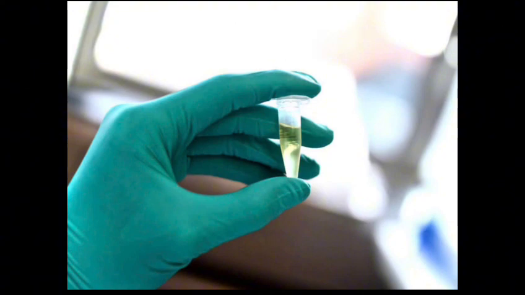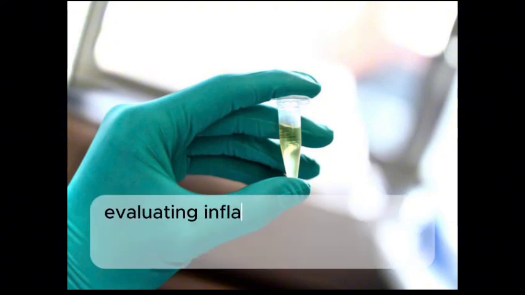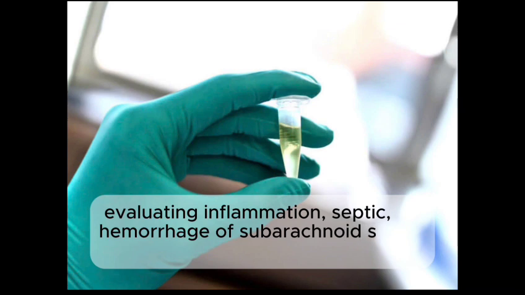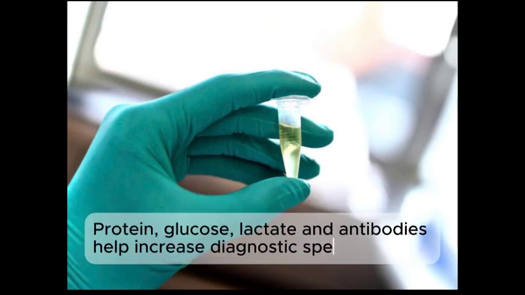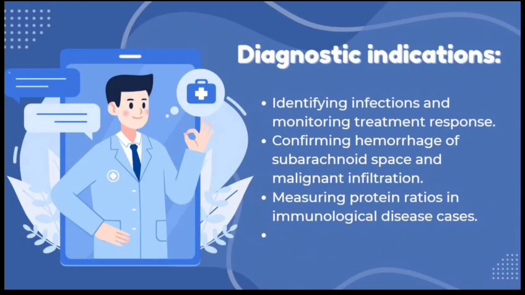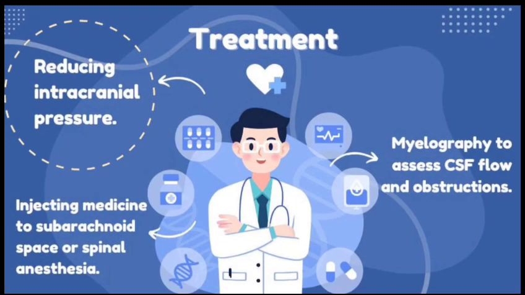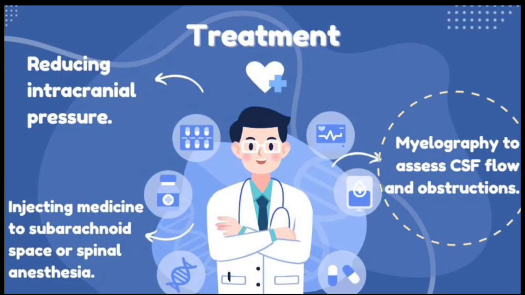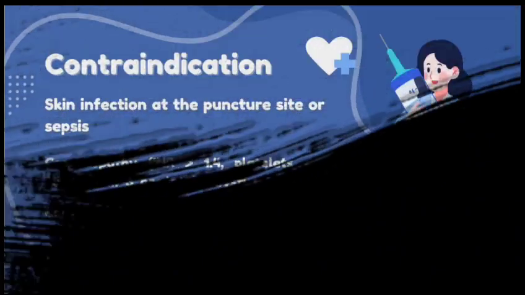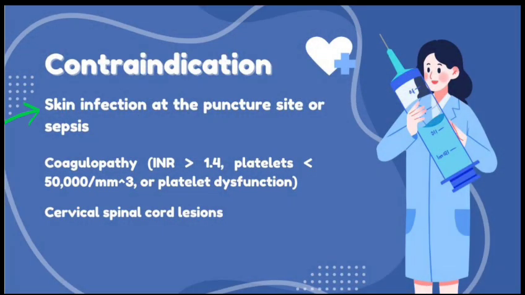Clinical examination of cerebrospinal fluid. CSF is an important tool for evaluating inflammation, sepsis, hemorrhage of the subarachnoid space, and malignancy. Proteins, glucose, platelets, and antibodies have increased diagnostic specificity. Diagnostic indications: identifying infections and monitoring treatment response, confirming hemorrhage of the subarachnoid space and malignant infiltration, measuring protein ratios in immunological disease. Treatment: reducing intracranial pressure, injecting medicine into the subarachnoid space or spinal anesthesia, myelography to assess CSF flow and absorption. Contraindications: skin infection, appendicitis or sepsis.